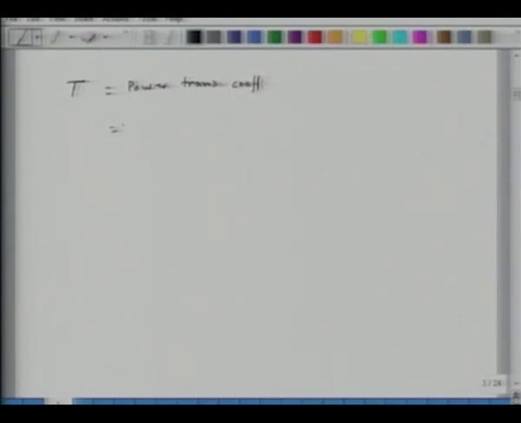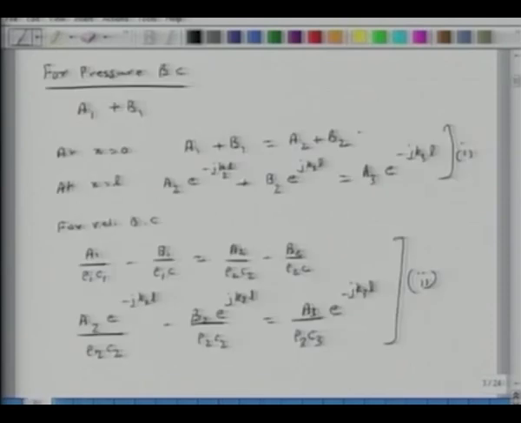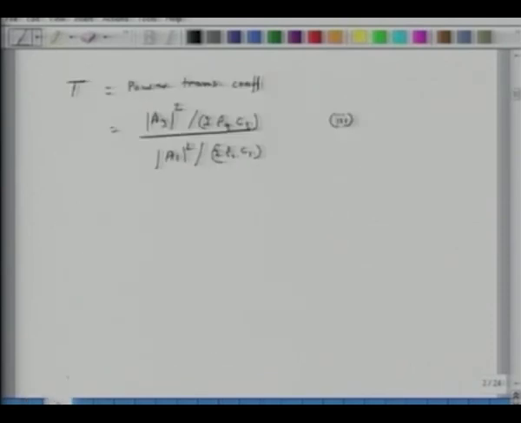And what is power transmission coefficient? It's a ratio of A3 square divided by 2 rho 3 C3, over whatever is coming in, 2 rho 1 C1, right? So if I use all these equations and I find A3 in terms of A1, at the end of the day what I get is the transmission coefficient of power is R13 divided by R13 plus 1, entire thing squared.